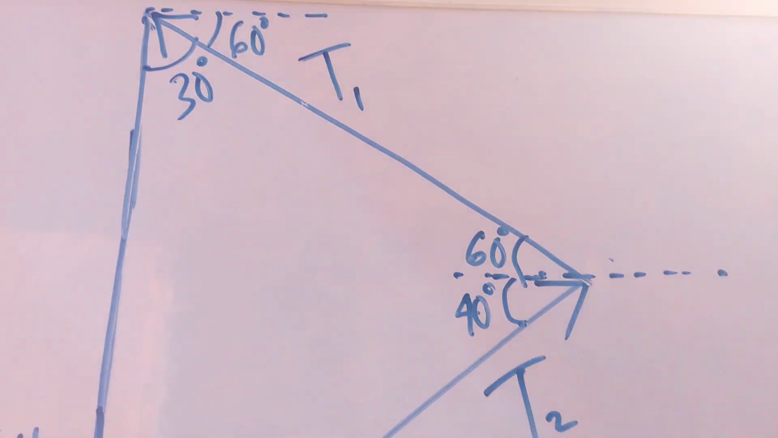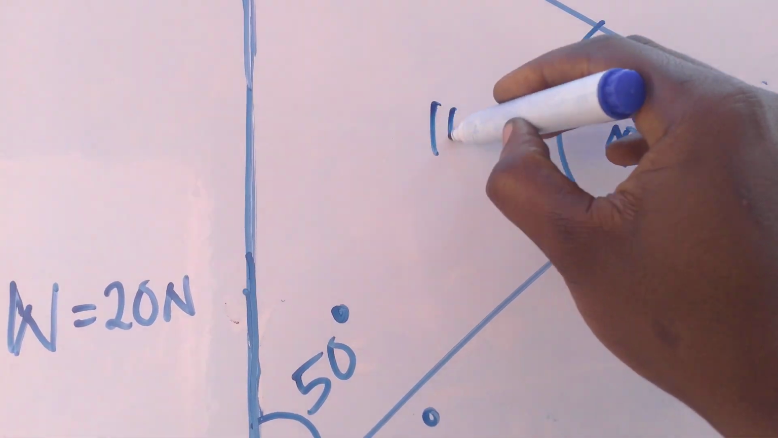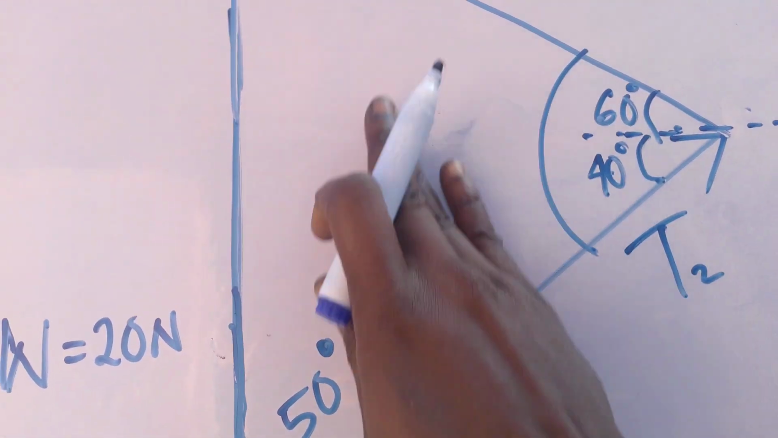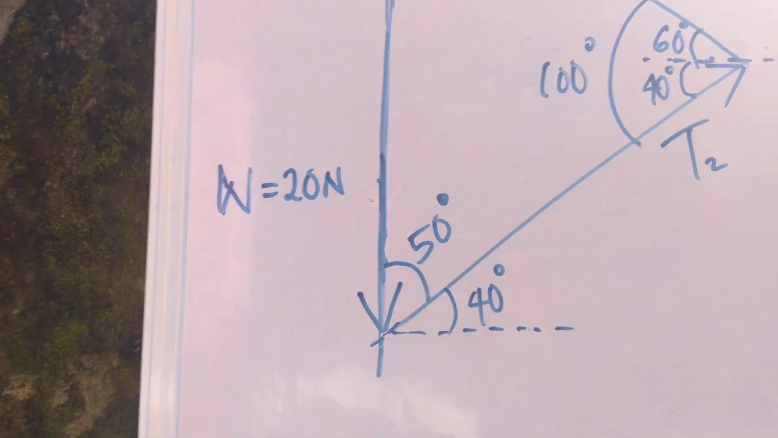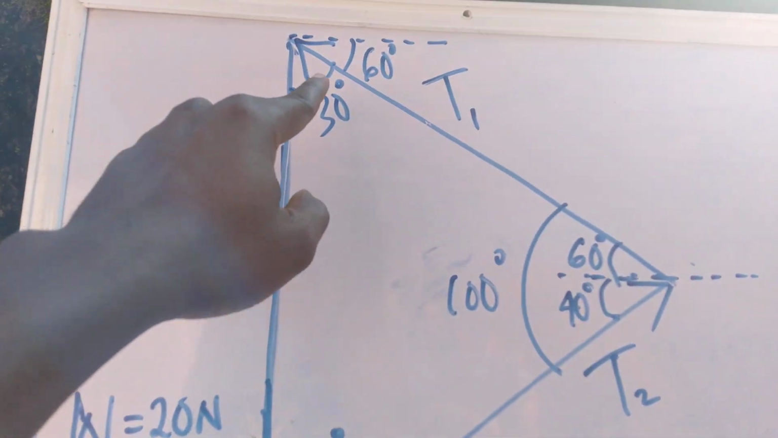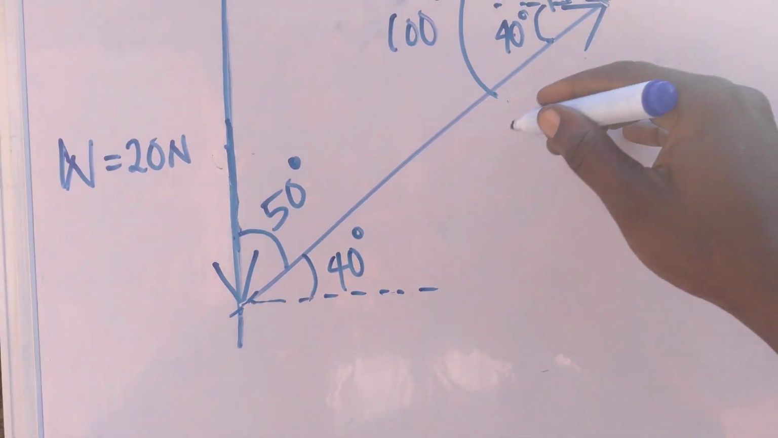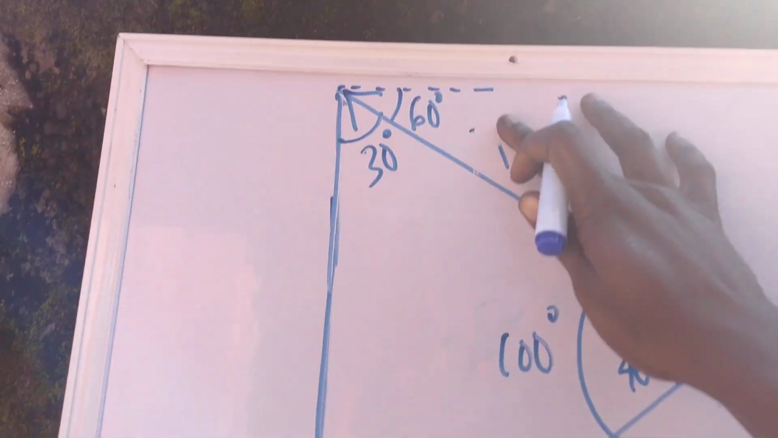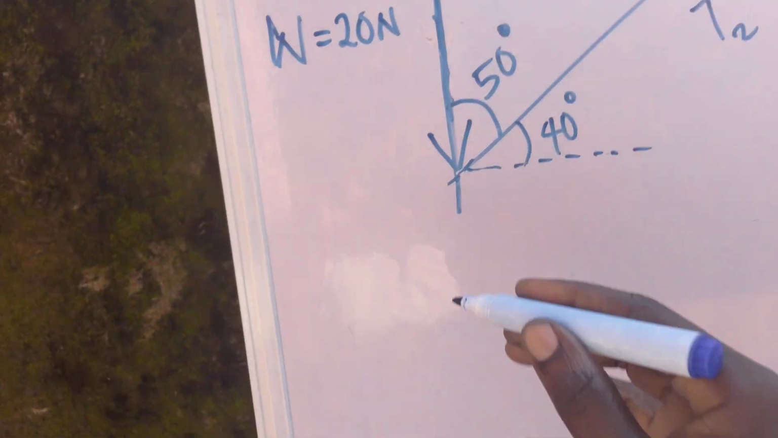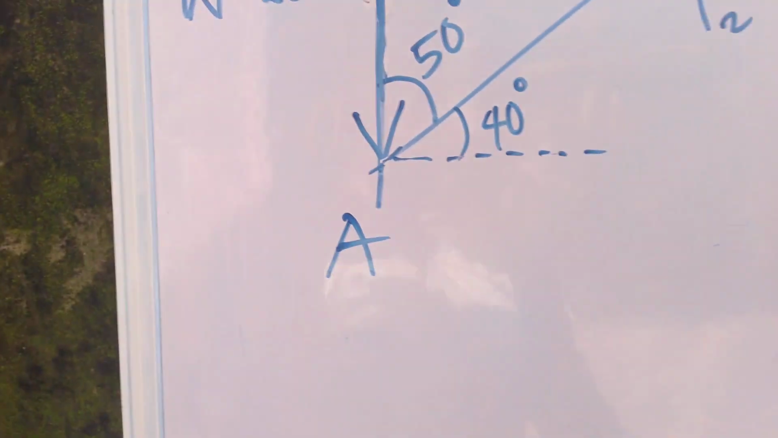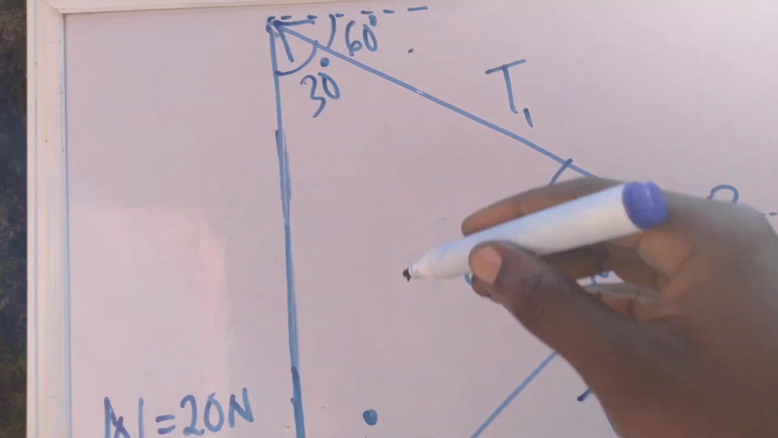Okay? Alright, so then I'll add it. 60 plus 40, that gives me 100 degrees. That's the angle at that point. While the angle at this point is 50, angle here is 30 degrees. Here now will be 100. Okay? So this is my tension T2. And this is tension T1. Alright, we'll solve for each of them. You can call this strategic point A. Call that point A. Then call this point B. And call this point C.